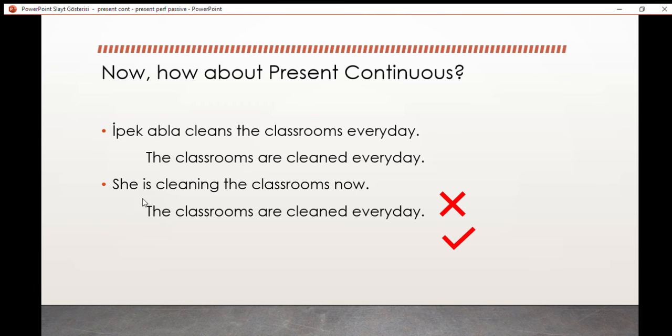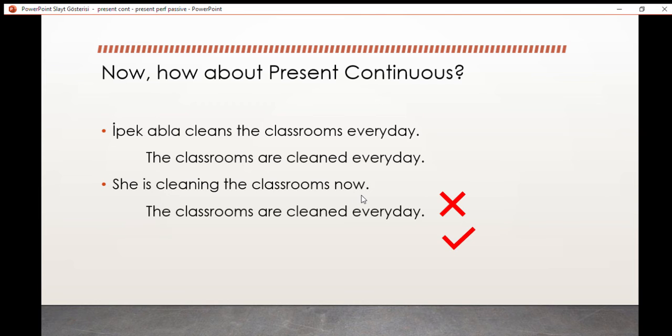Do we say the ing classrooms? No. Do we say the classrooms ing? No. Do we say the classrooms are ing? No. The classrooms are cleaning? That would be an active sentence. Remember, in passive sentences, there should be a verb 3, always.